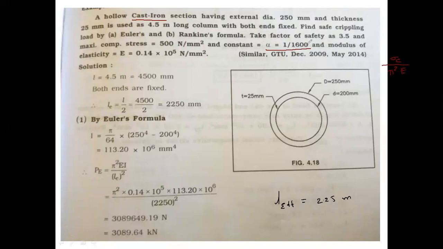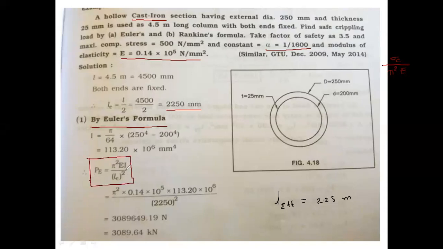What else is given? Factor of safety is given, compressive stress is given, the constant is given, and modulus of elasticity is also given. Right, so let's start doing the problem. The length is 4.5 meter. When both ends are fixed, your effective length is 2.25 meter, which is 2250 mm. First use Euler's formula to calculate your crippling load or buckling load.